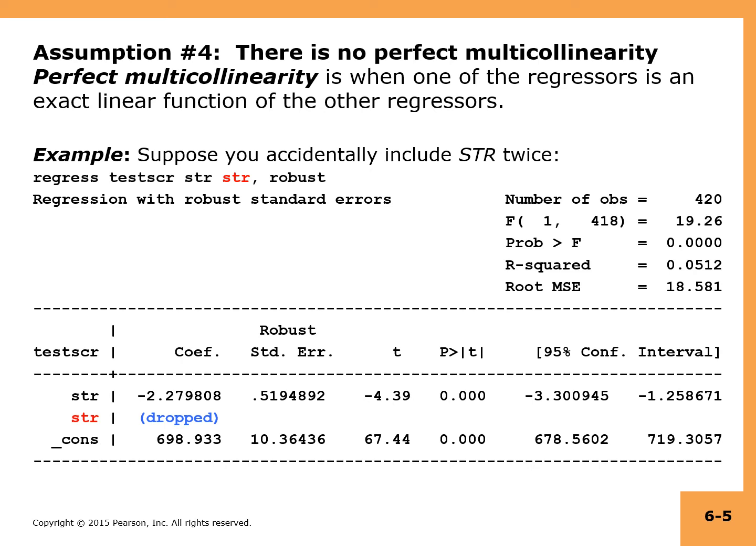So the last assumption that is unique to multiple linear regression is that there is no perfect multicollinearity. And what do we mean by perfect multicollinearity? That's when one of the regressors is an exact linear function of the other regressors. So let's suppose that you accidentally include student-teacher ratio twice in your regression model. When you do that, Stata would drop one of the independent variables because Stata recognizes that there's perfect multicollinearity. In some other software, it may just give you an error message.